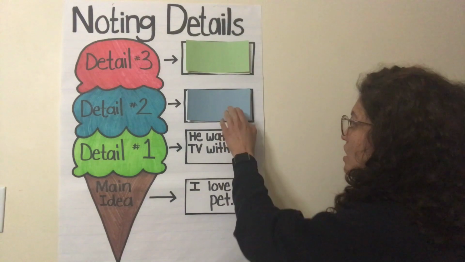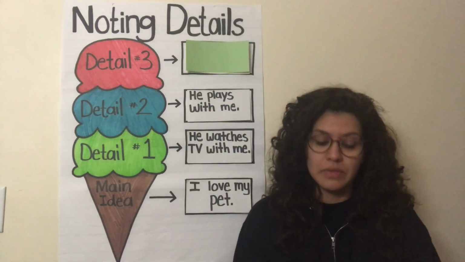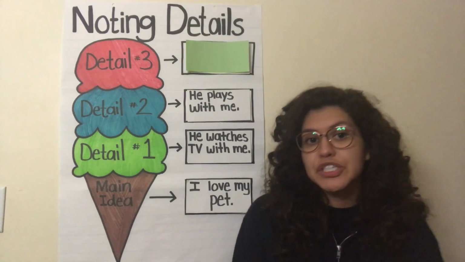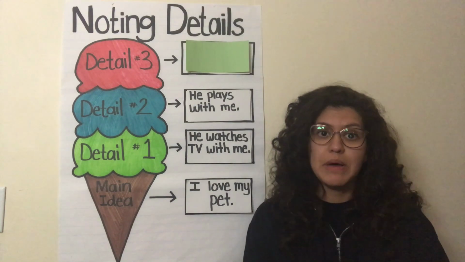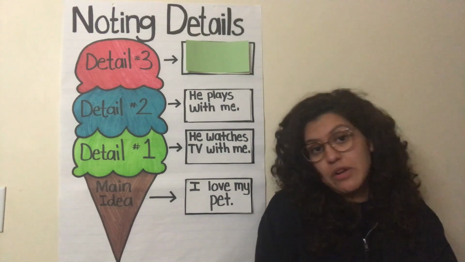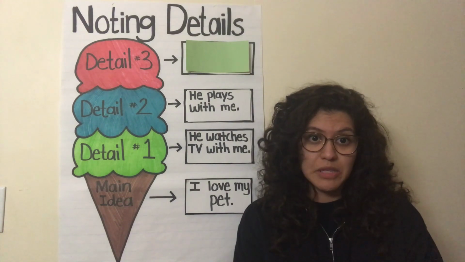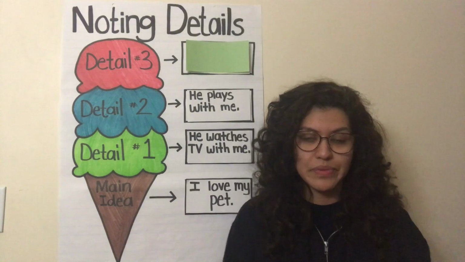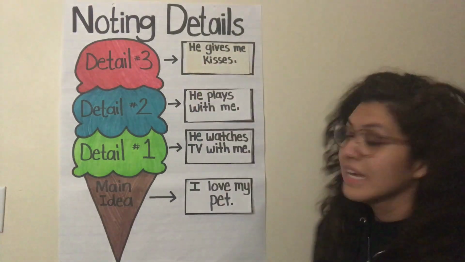Another detail. He plays with me. So again, if you don't know that person's pet, now you're understanding a little bit more why they love their pet. They love their pet because they watch TV with them. They love their pet because they play with them. Maybe they don't have somebody to play with them, and their pet does. Or maybe people get tired really easily, but their pet always wants to play. And that makes the person really happy, and it makes them love them. And the last reason, another detail. He gives me kisses.